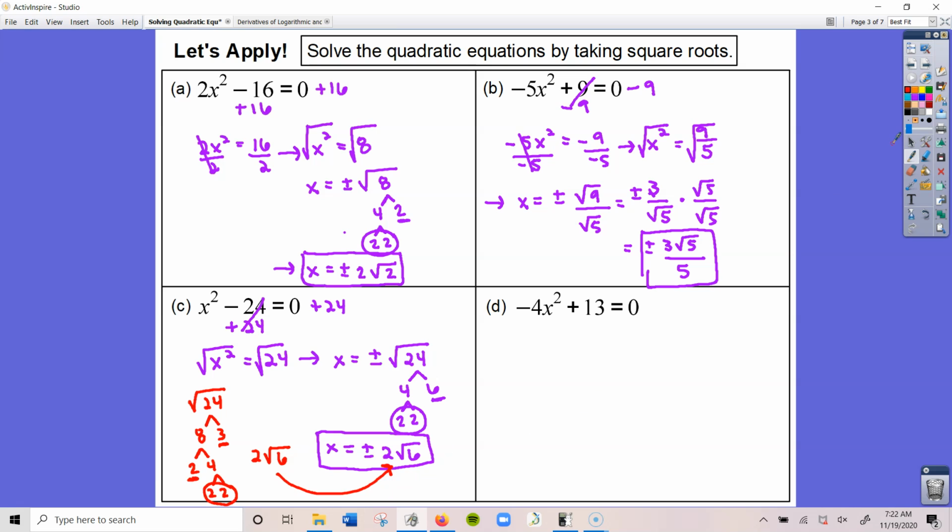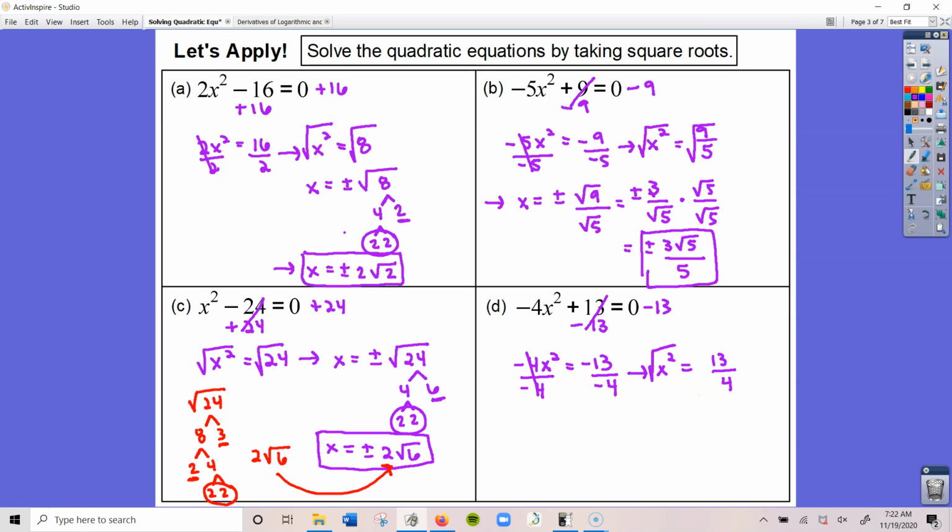Now let's look at this final example here. We have negative 4x squared plus 13. So first I would subtract the 13. And I get negative 4x squared is equal to negative 13. Then I would divide by negative 4. And I get that x squared is equal to a positive 13 over 4.